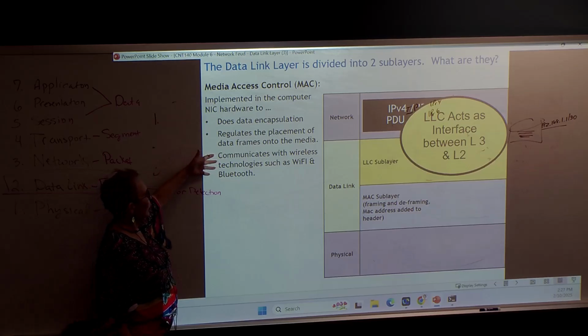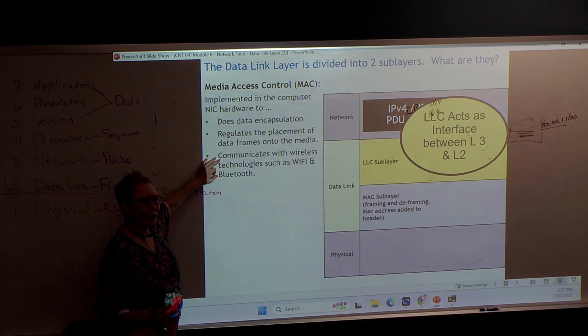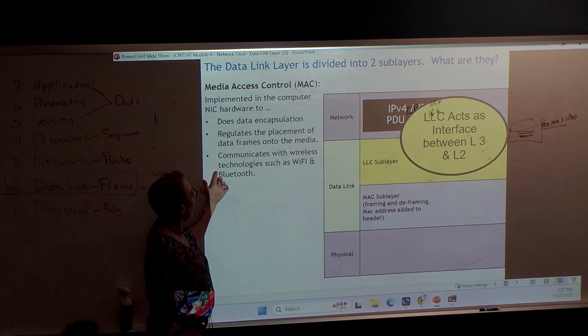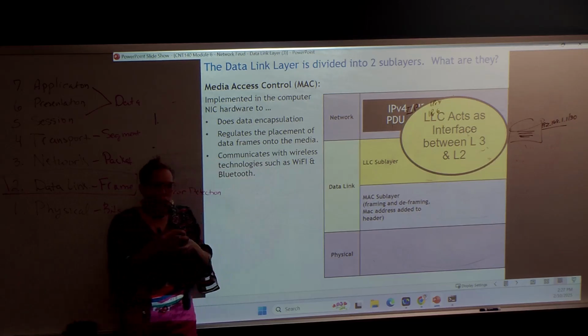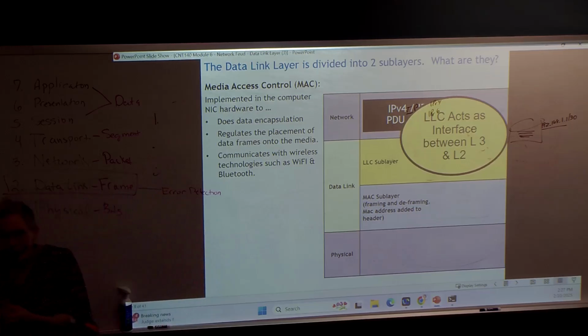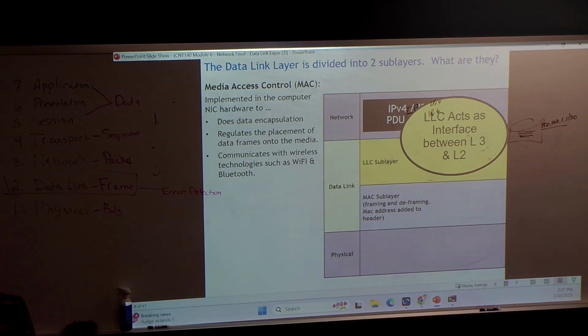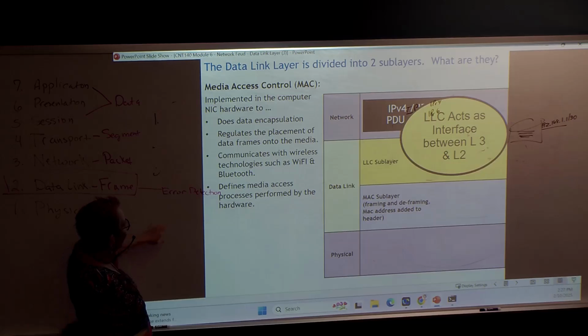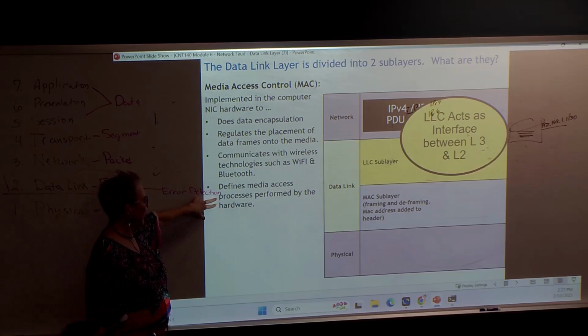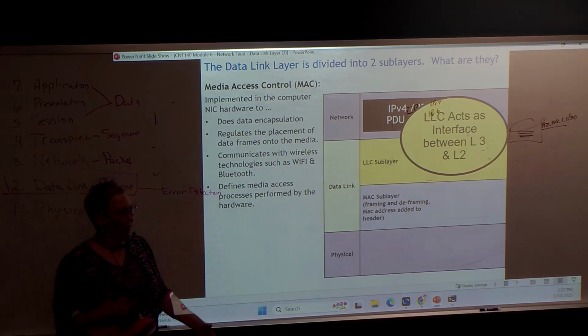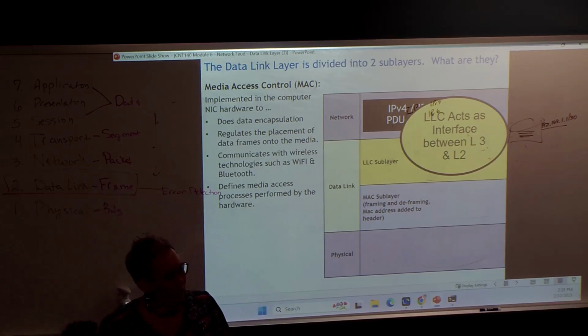It communicates with wireless technologies such as Wi-Fi and Bluetooth because, again, it's media access control. And isn't Wi-Fi and Bluetooth just the media? It's just that we can't see it. Like a fiber optic cable, I can see it. An Ethernet cable, I can see it. I can't see the wireless, but it's still responsible for it. It defines media access processes performed by the hardware. So again, that's the encoding and the de-encoding.